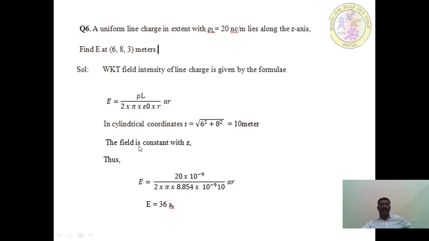The field is constant with z. Thus, substitute the value. Rho value is 20 nanocoulomb divided by 2 pi epsilon naught, which is constant. The value of R is 10. Finally, you can get the field equal to 36 ar.